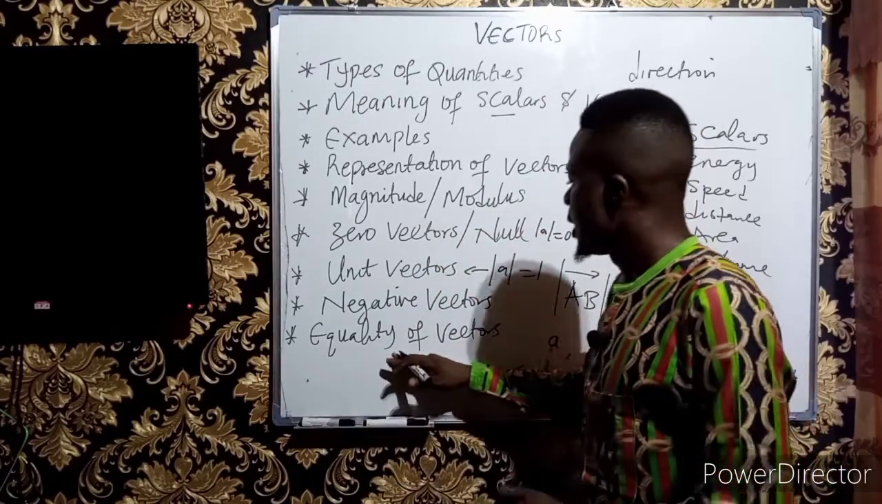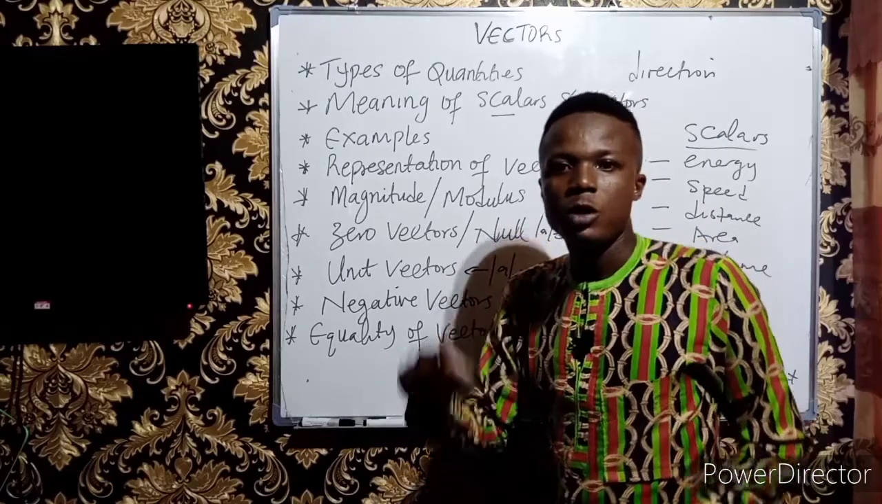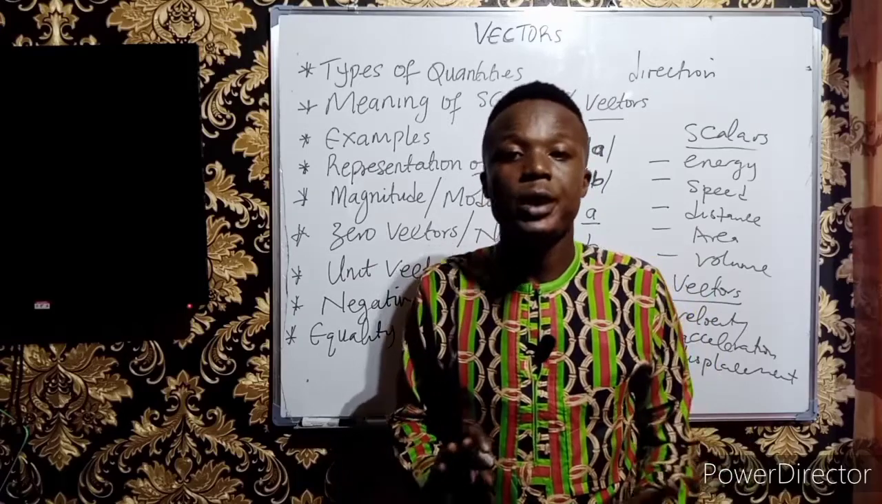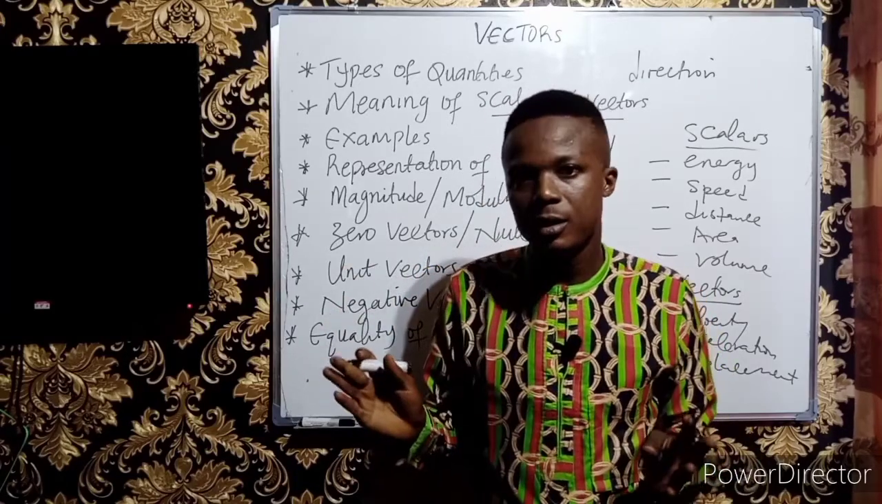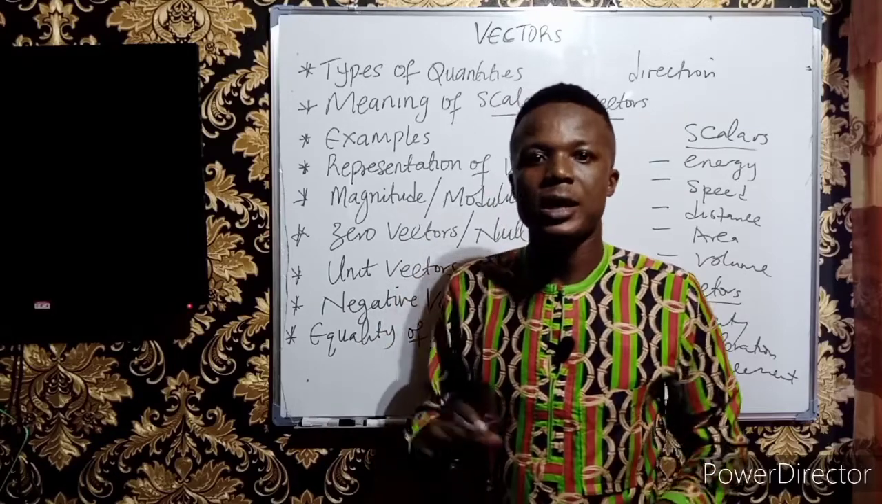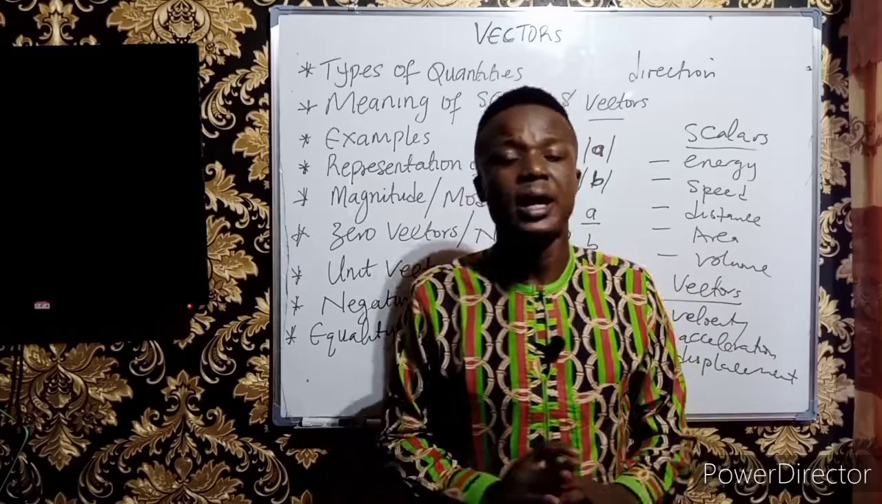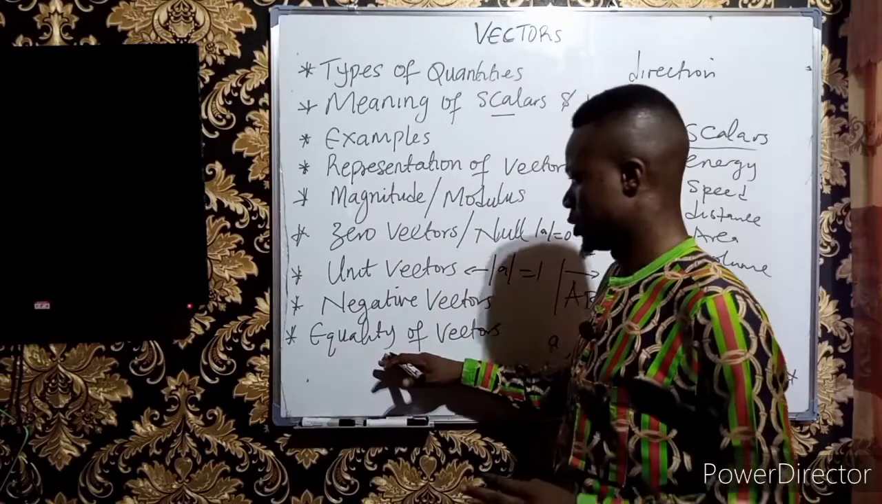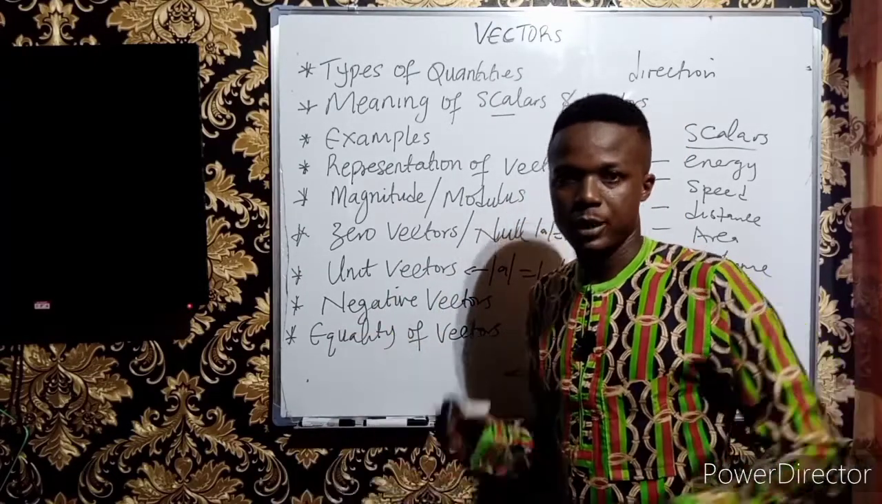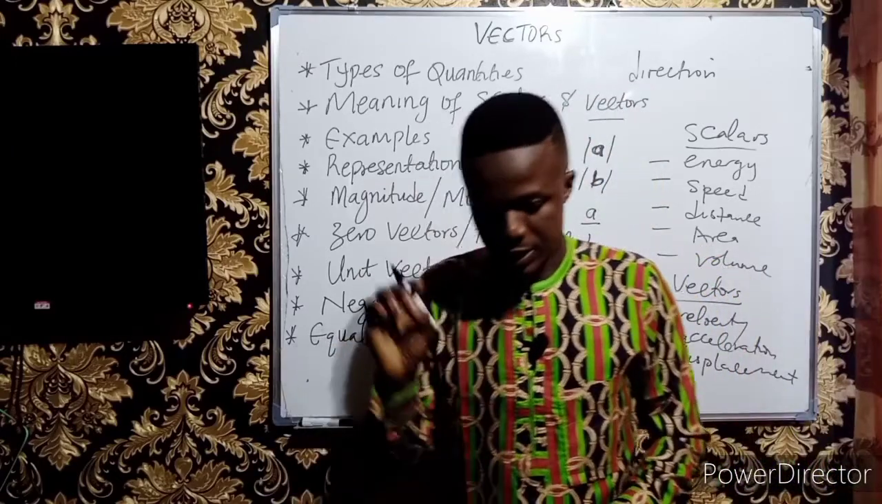Okay, the next one here is equality of vectors. When do we say that two vectors are equal? Two or more vectors are said to be equal if their magnitudes are the same. So whenever the magnitudes of two or more vectors are the same, it means that the vectors are equal. That is what we call equality of vectors. I repeat again, two vectors are said to be equal if their magnitudes are the same.